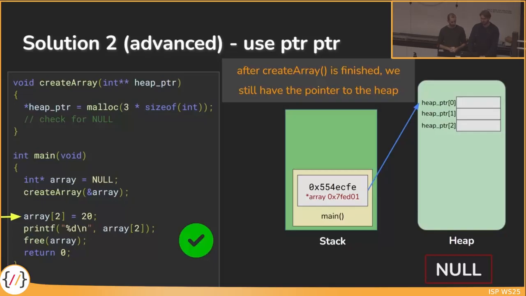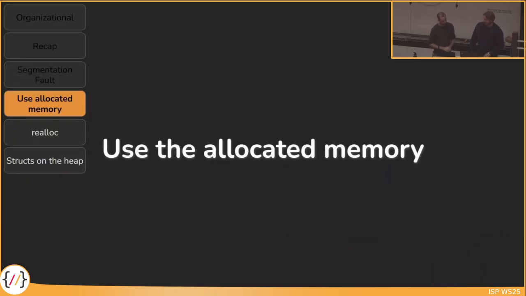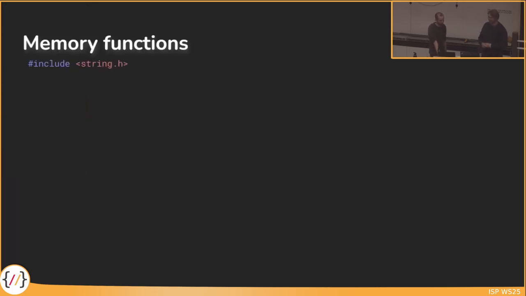Okay, if there are no questions about that, let's continue. Until now we allocated memory, but we never actually used it. We want to have memory, but now we also want to use the memory. There are a few possibilities, a couple of functions. We will talk about 3 of these functions today. They are all in the string header file, so you just have to include the string header file, and then you can use these 3 functions.